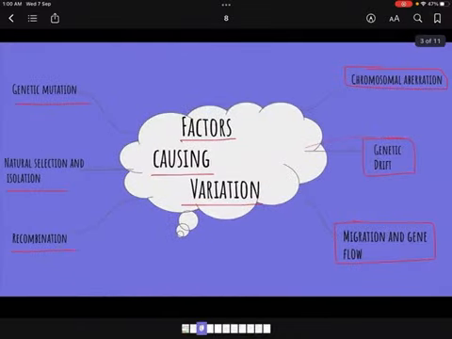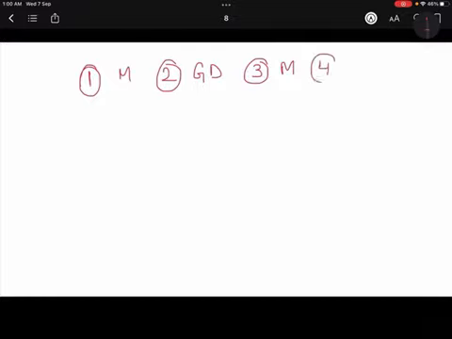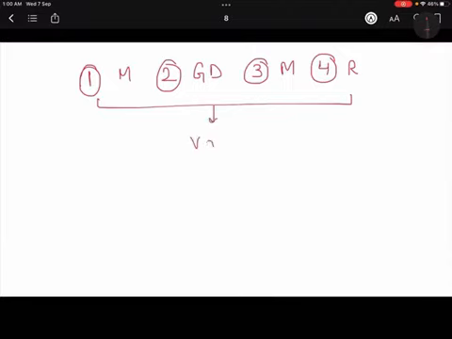Okay, so next is natural selection and isolation. Now this is very important, because as we have seen, what causes variation? We had seen the role of mutation. We had seen genetic drift. We had seen the role of migration and gene flow. We had seen the role of recombination. But all these things will create variation. Okay? But they will not create a new species altogether. Here the species is not getting created, or formation of new species is not happening.